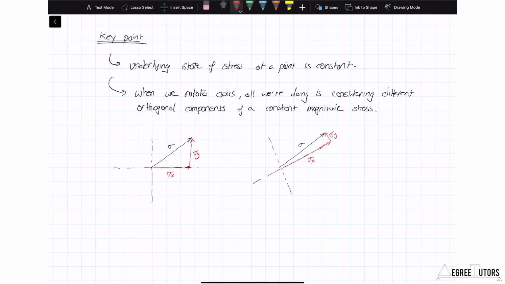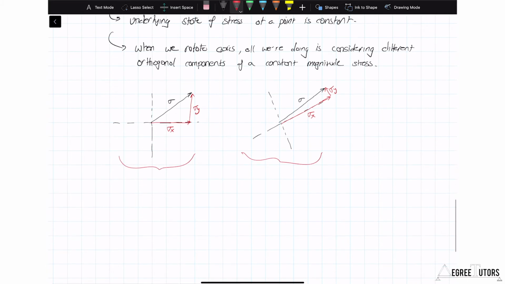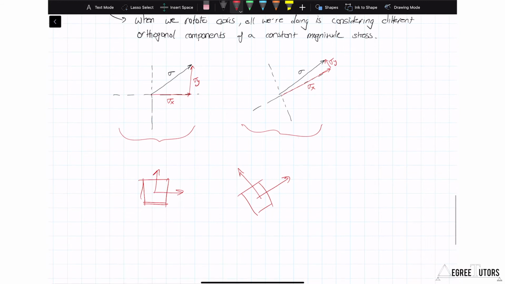When I'm rotating my set of axes here, that's analogous to me saying, okay, I've got an element here with a set of axes like this, and then I'm going to rotate my element like this, and that's going to give me a rotated set of axes. Well, I'm determining the set of stresses of the same underlying stress state, just along a different axis system. So that's the analogy I like to use to explain conceptually what we're trying to do when we're rotating these planes.